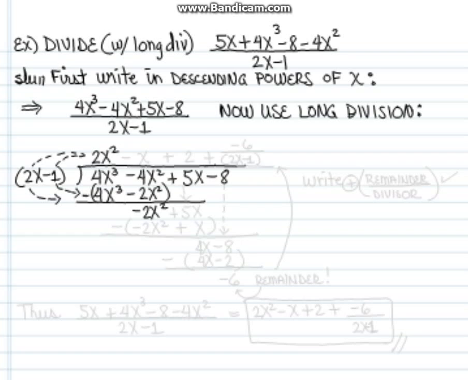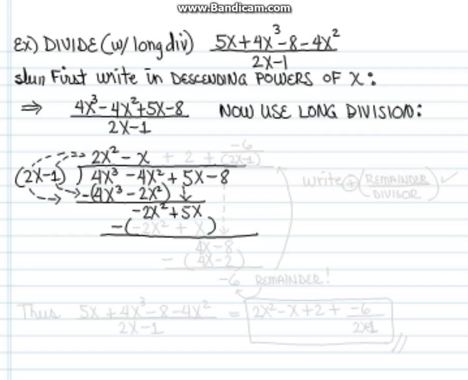Now you bring down the next term, positive 5x. Just bring that right down. And now you ask yourself, looking back out to the left, where we have the parenthesis 2x minus 1, you ask yourself just about the first term, 2x. What must I multiply 2x by to get the first term on the bottom? Negative 2x squared. I have to multiply 2x by negative x to get negative 2x squared. So put that on the top, negative x, and distribute the multiplication, and then subtract it.